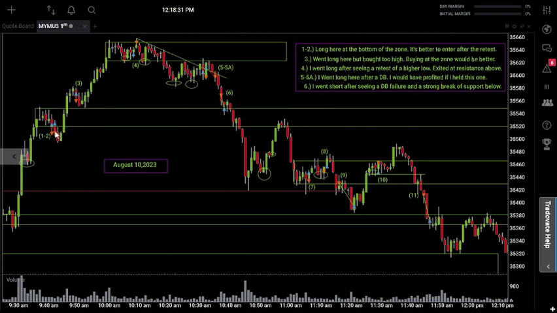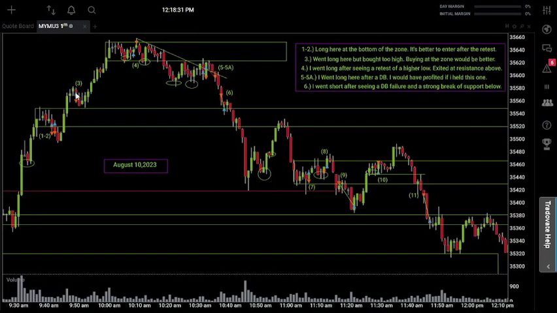And another example is from August the 10th this year, also on trade 3. If we look at 3, I went long here, but I bought too high. Buying at the zone would have been better. And this really just comes back to what we were talking about on rule number 2, where we say patience is what you need. You don't have to feel like you're going to miss the move. There's going to be opportunity all day.